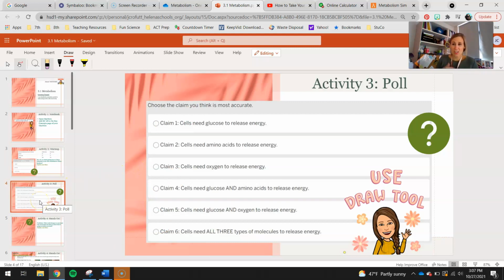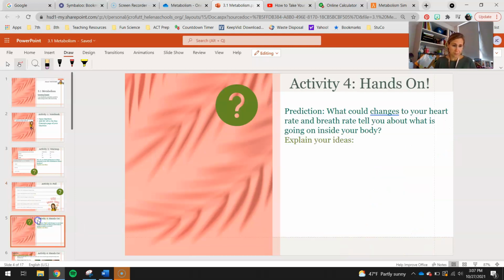Since you're not in class, we can't really discuss this, as I won't be able to share other kids' data with you. So I just want you to keep this question in the back of your head as we move through this lesson. All right, activity 4: you're going to do a little hands-on activity, and you at home will be more than capable of doing this.